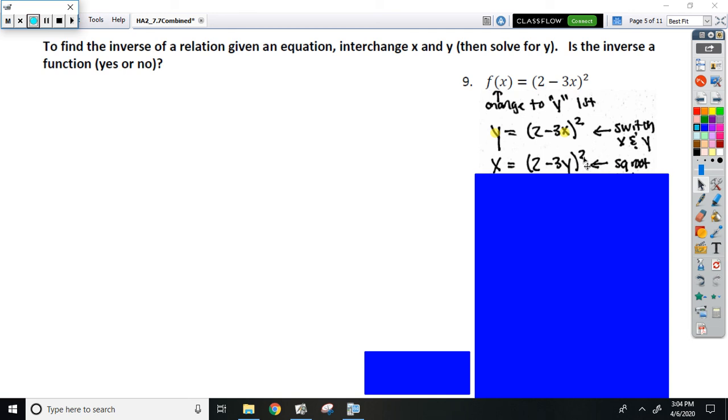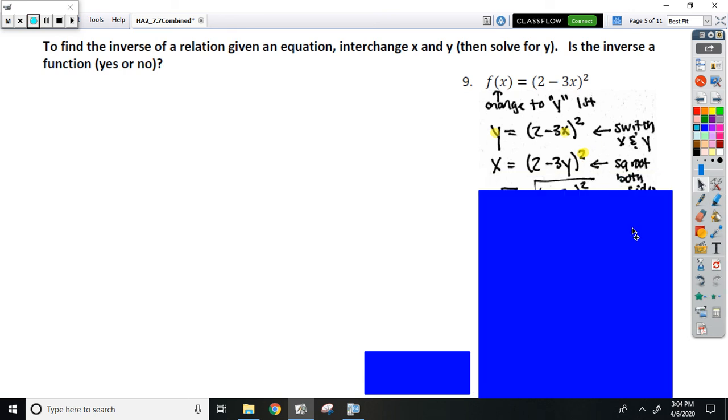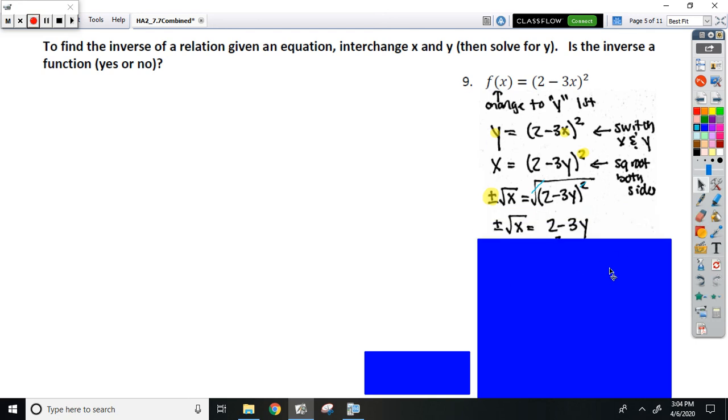Now to solve this one, the first thing we have to do this time is, because it's a quantity being squared, we have to undo that square with a square root. So I'm going to square root both sides. Again, as soon as I do that, make sure to put in your positive and negative symbols. This square and the square root undo one another, so it would just leave me with my 2 minus 3y.